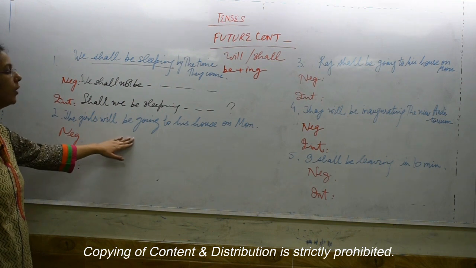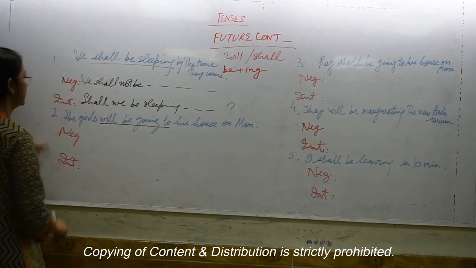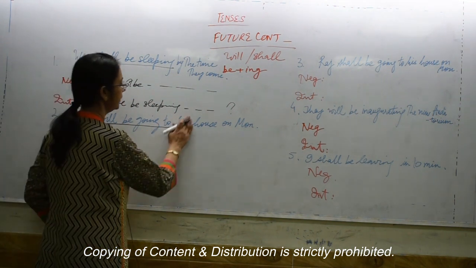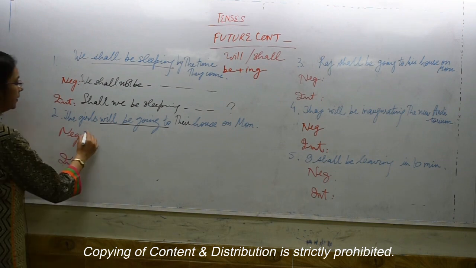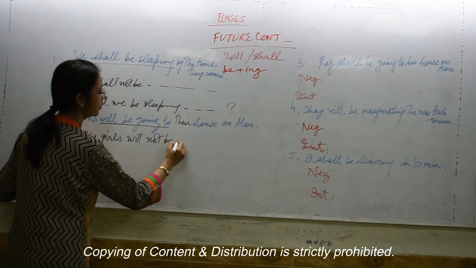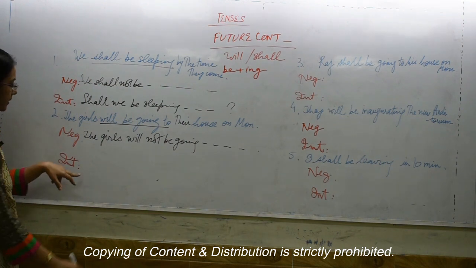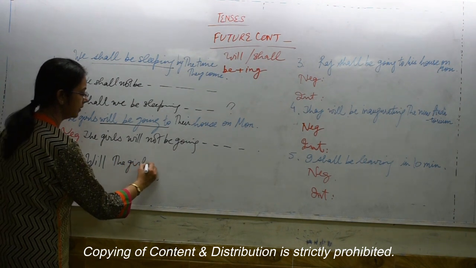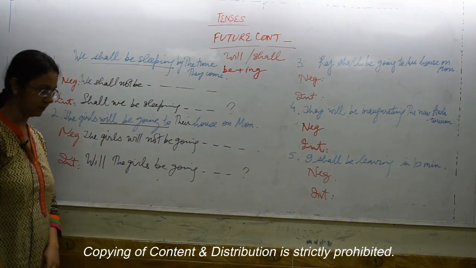The girls will be going to their house on Monday. So, negative: the girls will not be going to their house on Monday. Interrogative: will the girls be going to their house on Monday?